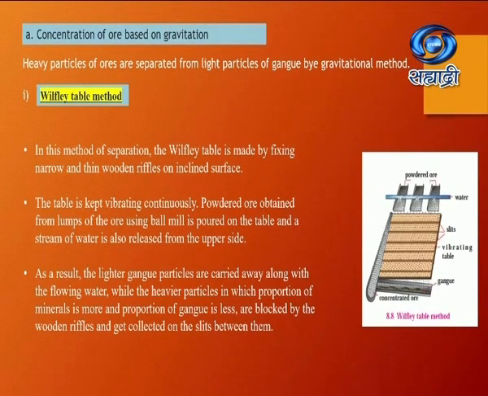In this method of separation, the Wilfley's table is made by fixing narrow and thin wooden riffles on an inclined surface. The table is kept vibrating continuously. Powdered ore obtained from the lumps of the ore using ball mills is poured on the table, and a stream of water is also released from the upper side.